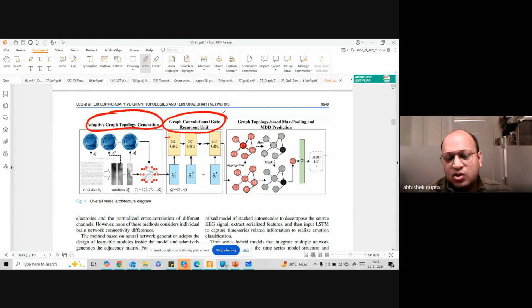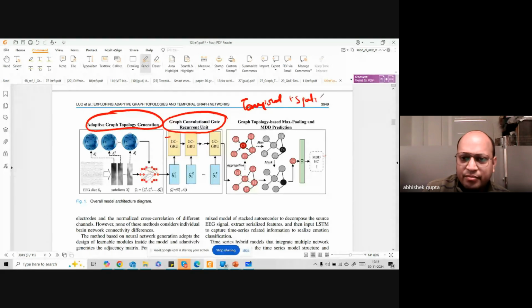Basically, that is the combination of 2 different methodologies, GCN and GRU. GCN, as we know, is the graphical convolutional network, and GRU is the gated recurrent unit. Because this paper is claiming temporal analysis plus spatial feature extraction. So temporal analysis, or temporal feature extraction, is done by GRU and spatial feature extraction is done by GCN. All right.